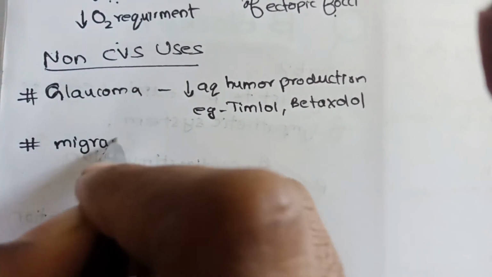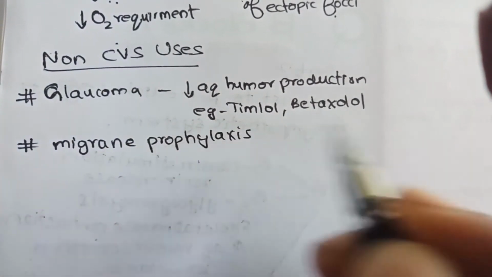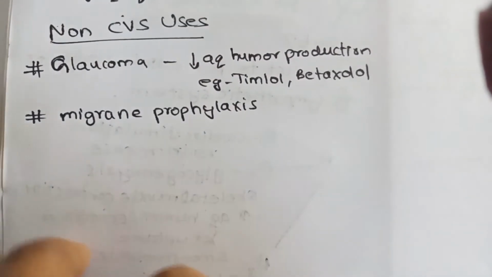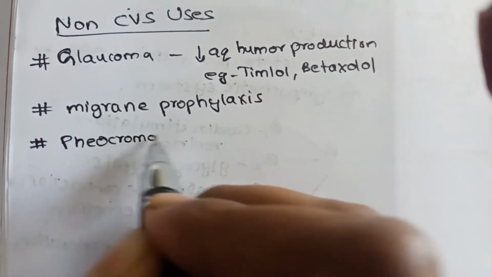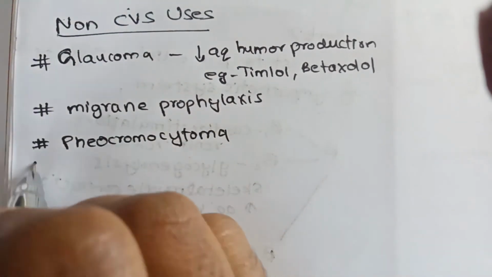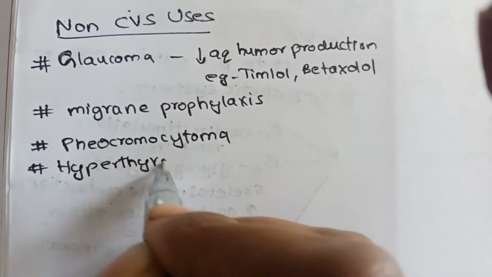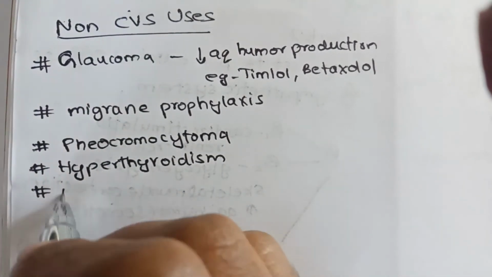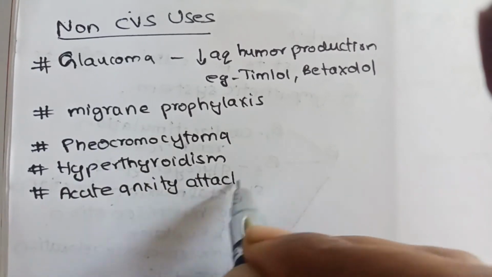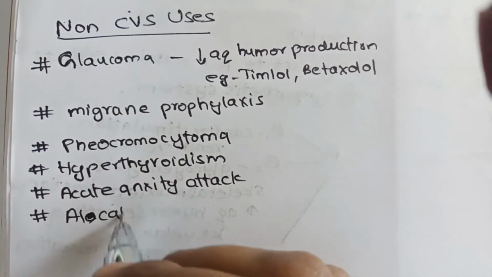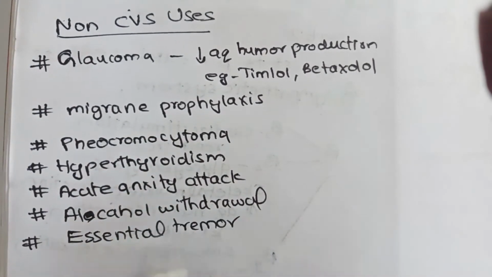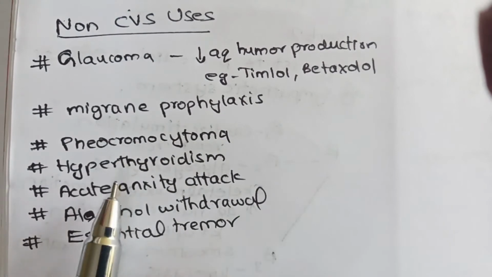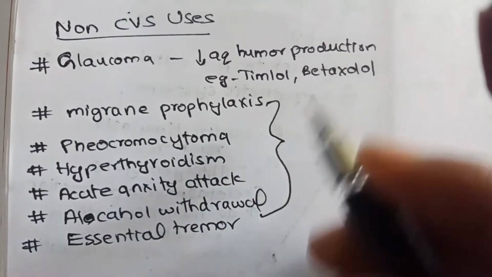And next we can use it as a migraine prophylaxis. The reason for this is not yet known. And then beta blockers are used in a lot of diseases like pheochromocytoma, hyperthyroidism, and then acute anxiety attacks in alcohol withdrawal cases, and also in essential tremor. Pheochromocytoma, hyperthyroidism, anxiety attacks, alcohol withdrawal, and essential tremor.